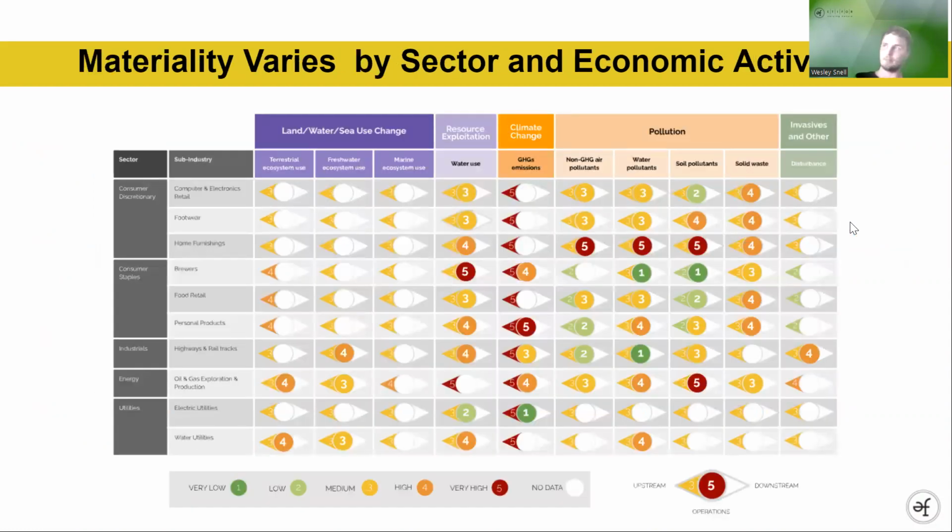So materiality and assessing your materiality. The key thing to remember, and I wish I had more time to explain this because it's a very interesting topic, is that your materiality will vary by sector and economic activities. So no two companies and no two sectors have the same risks and opportunities. And that means that the prioritization and the targets should not be the same between companies.